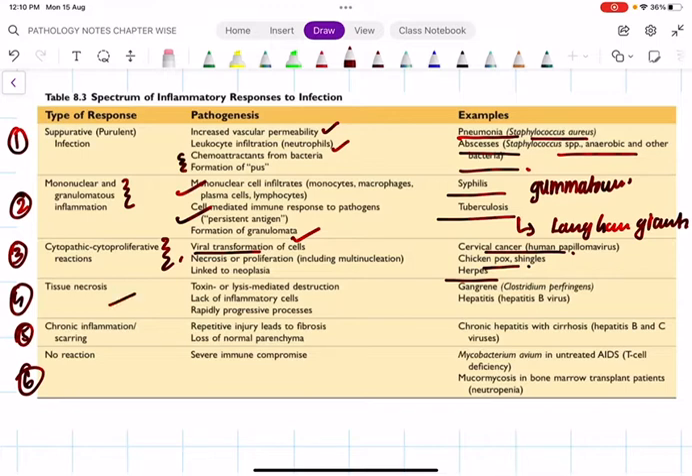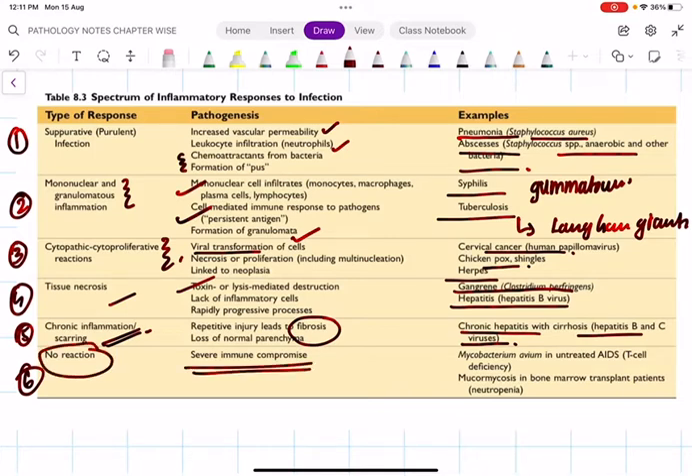Tissue necrosis, that is lysis. That is mainly by gangrene, Clostridium perfringens, and hepatitis B. Then chronic inflammation or scarring, that finally leads to fibrosis. It is chronic hepatitis. Chronic hepatitis is caused by hepatitis B and C, that is responsible for causing liver fibrosis and finally cirrhosis. Then no reaction, that is immunocompromised.